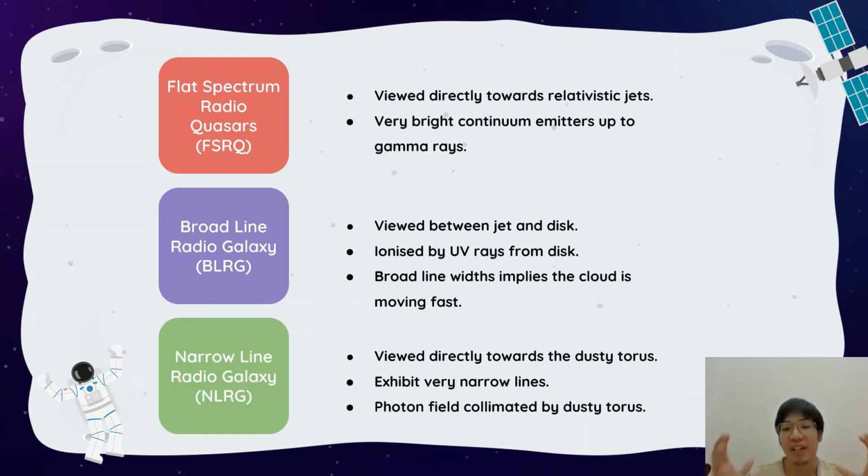If the AGN is viewed between the jet and the disk, we will call that broadline radio galaxy, BLRG, because there are broad line widths that we can observe. The broad line widths imply that the clouds in that area are moving fast. Last but not least, narrow line radio galaxy would be observed if the AGN is viewed directly towards the dusty torus and the accretion disk. It will exhibit a very narrow line, and the photon fields are collimated by the dusty torus.